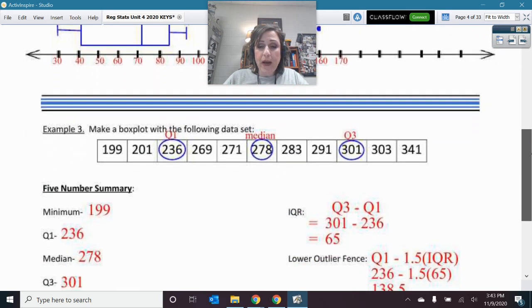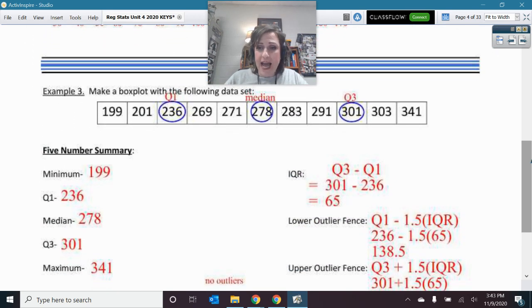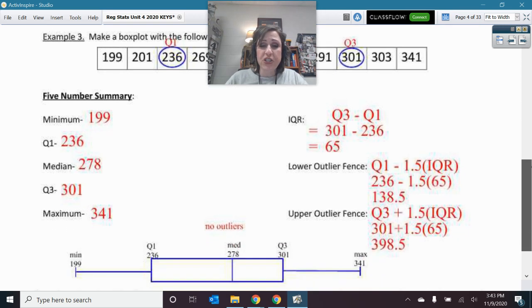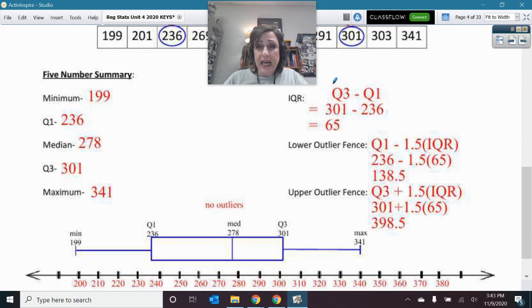All right. Now, if I did this one correctly, we ended up not having any outliers. So we had 11 pieces of data, which made the sixth one the median. 236 and 301 were your Q1 and Q3. You can check your numbers there. That was an IQR of 65, a lower fence at 138, and there is nothing below the lower fence, so no lower outliers. The upper fence, 398, and there's nothing above the upper fence, so no upper outliers.